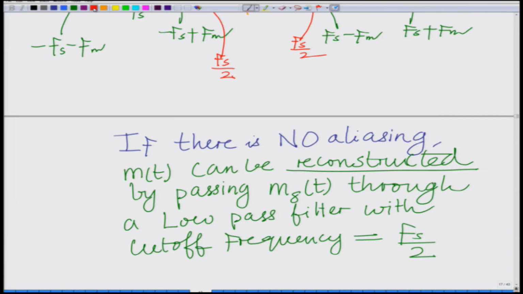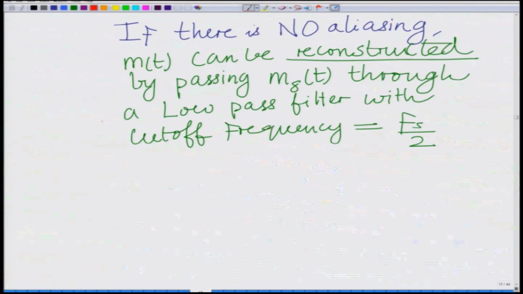The low pass filter is 1 if the magnitude of f is less than Fs by 2 and 0 otherwise, and there is also a scaling of Fs. So, to invert that you have to multiply by 1 over Fs. Therefore, the cutoff frequency is Fs by 2 and the height of the frequency response magnitude is 1 over Fs, which equals Ts.